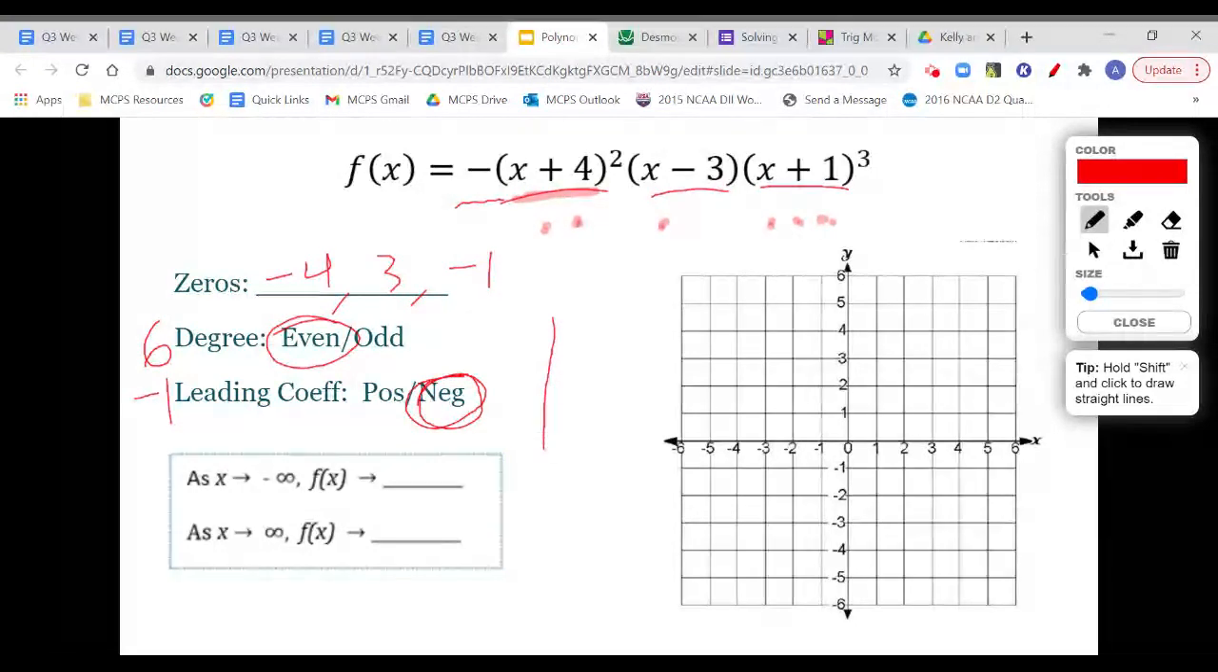What does this tell me? Well, I'm going to have matching end behaviors because of the even degree, and it's going to be pointed down because of the negative. So my function would look something like this. That indicates that both my left and my right end behavior is going to be that the function approaches negative infinity, because negative infinity is down at the bottom.